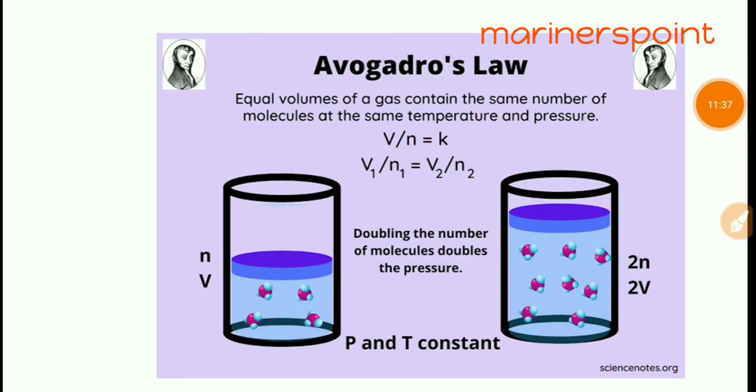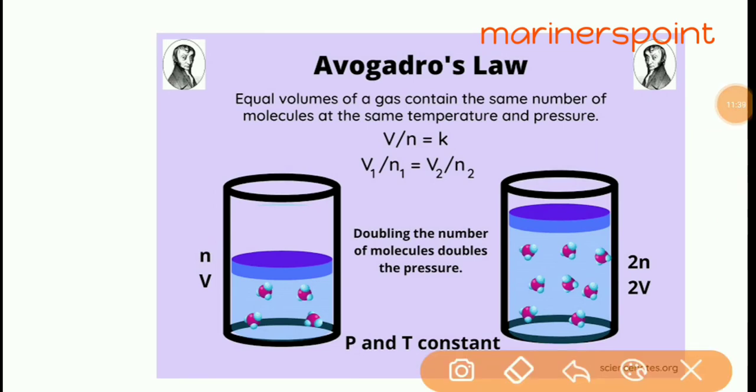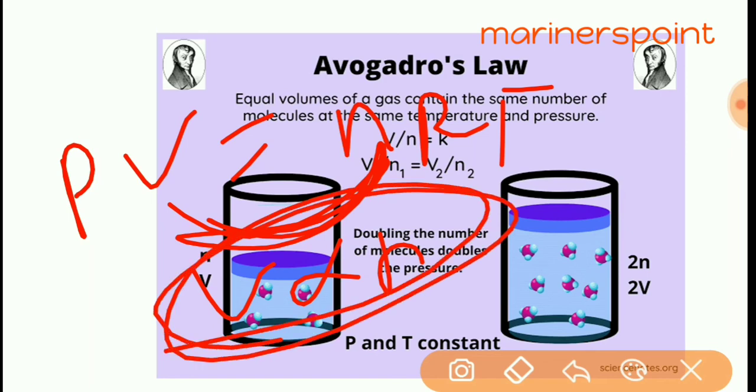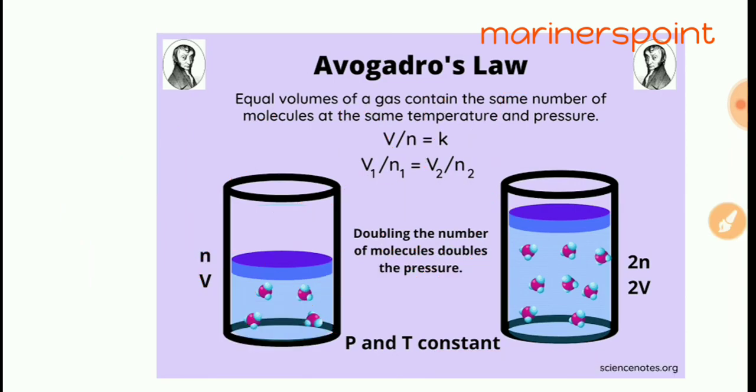Now we have left Avogadro's law. Now Boyle's, Charles and Gay-Lussac's laws we remembered. Now what we have left is Avogadro's law. V and n. V is directly proportional to n. When volume increases, the number of moles also increases. Okay, that is the relation where P and T are constant.